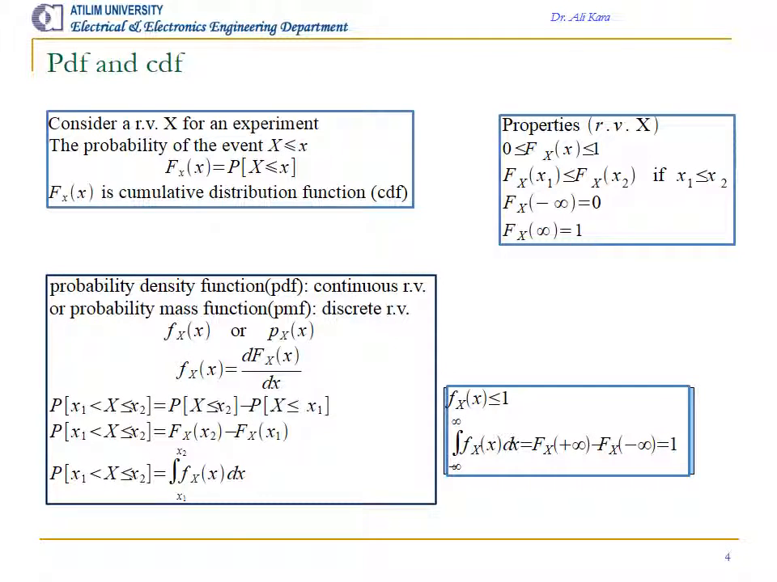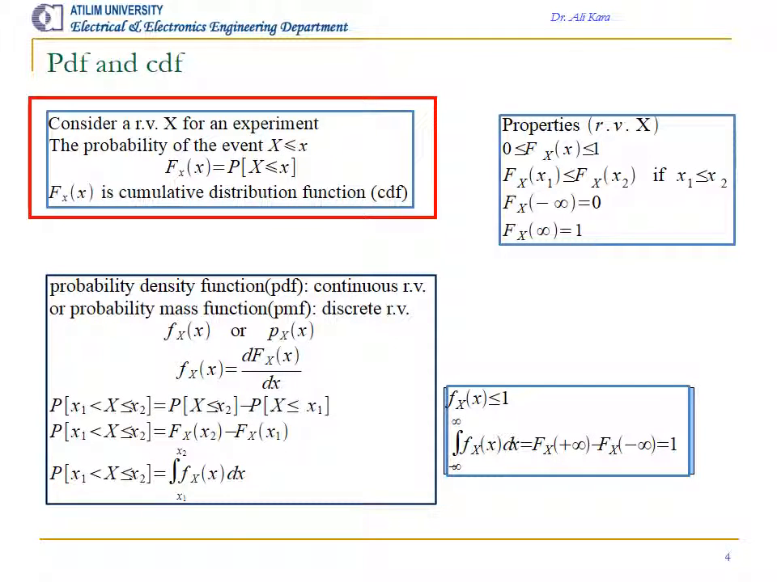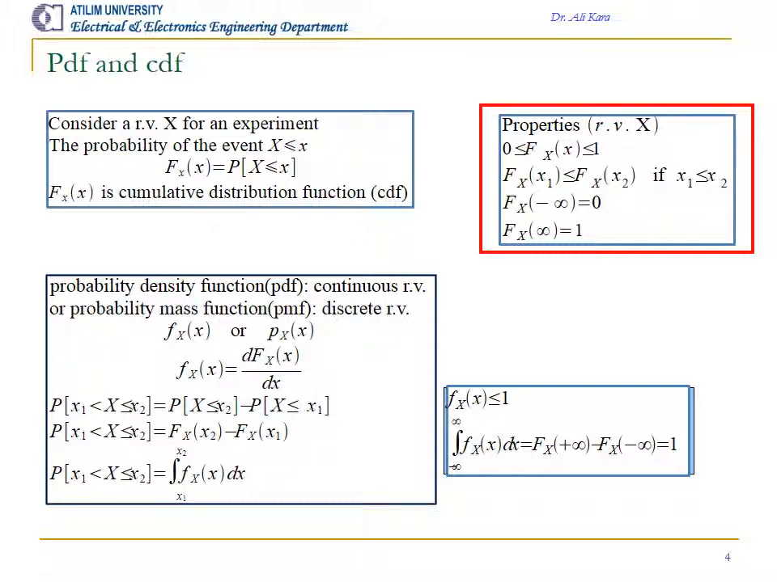PDF and CDF. Consider a random variable X for an experiment. The probability of the event that random variable X is smaller than some value x is denoted as the CDF of X, capital F sub X of x, the cumulative distribution function. Here are some properties of the CDF.